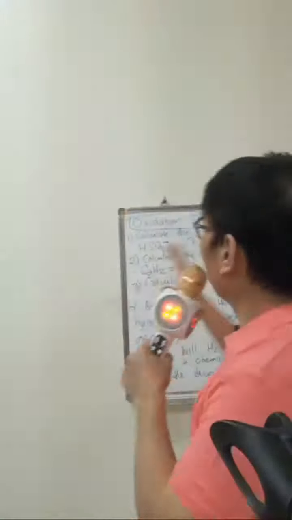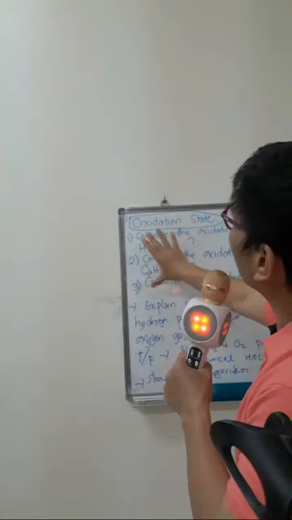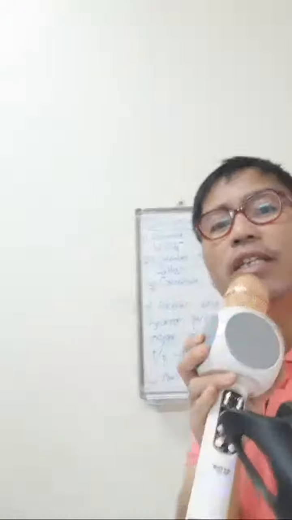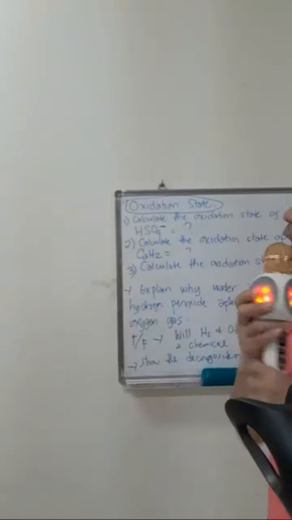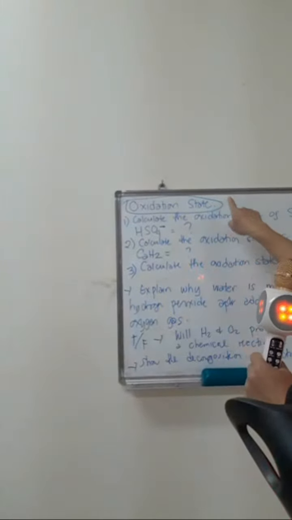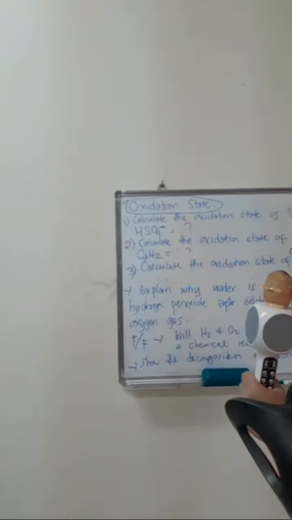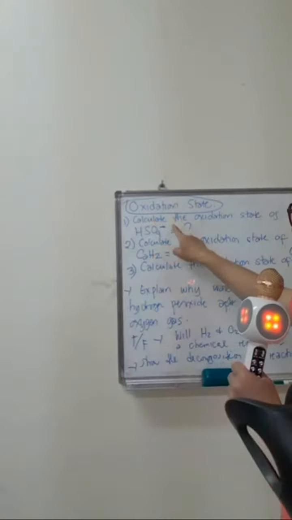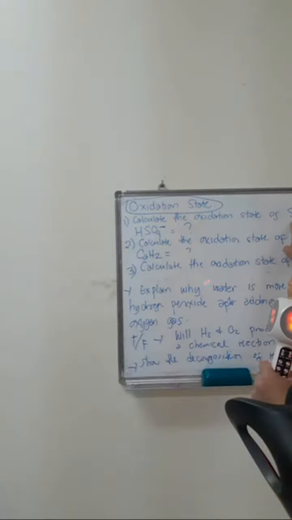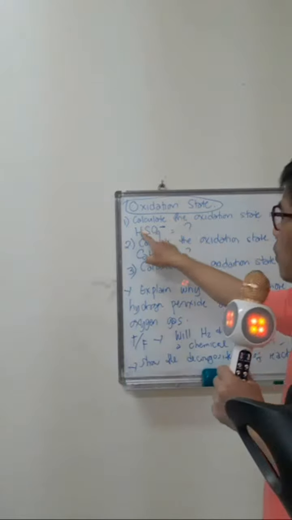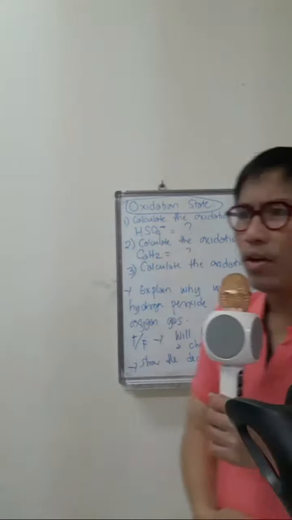Okay, let's go directly to our problems here. So, three problems. Can you see the board? Oxidation state is simply equal to oxidation number. Number one, calculate the oxidation state of sulfur in HSO4 negative. Okay, this is going to be bisulfate.